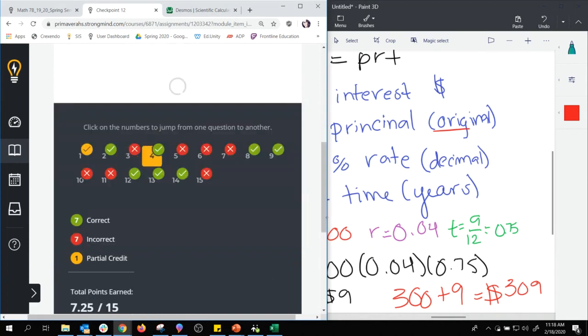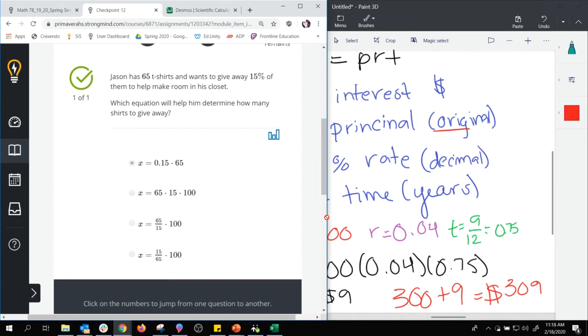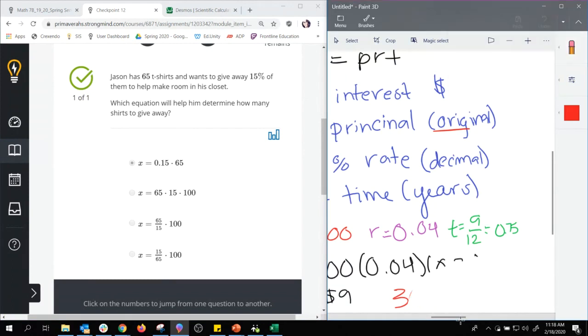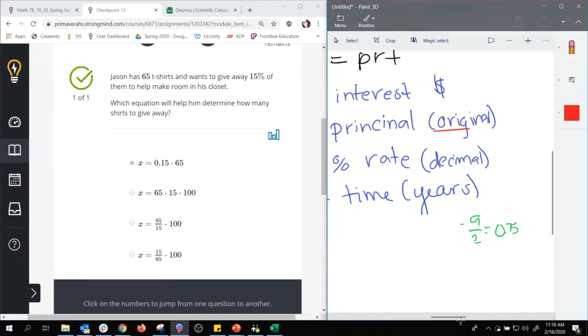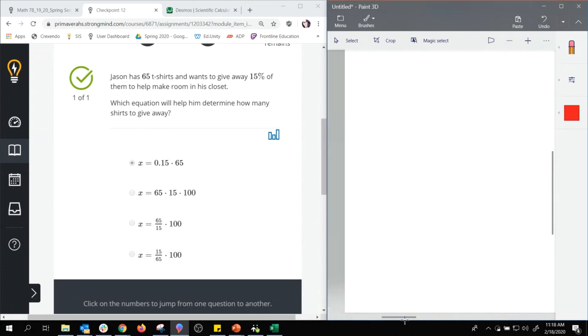Perfect. All right, number 4. Let's see. So Jason has 65 t-shirts and wants to give away 15% of them to help make room in his closet. And we want to know which equation will help him determine how many shirts to give away. So I'm going to move this over here so I can keep that, because we're probably going to need that later. And I'm going to use this side to write stuff.